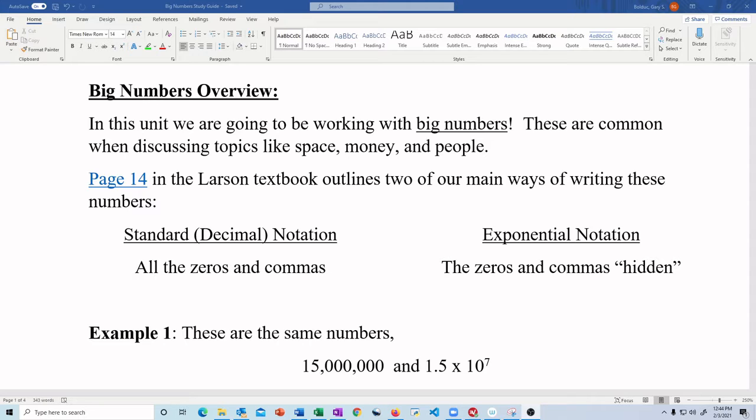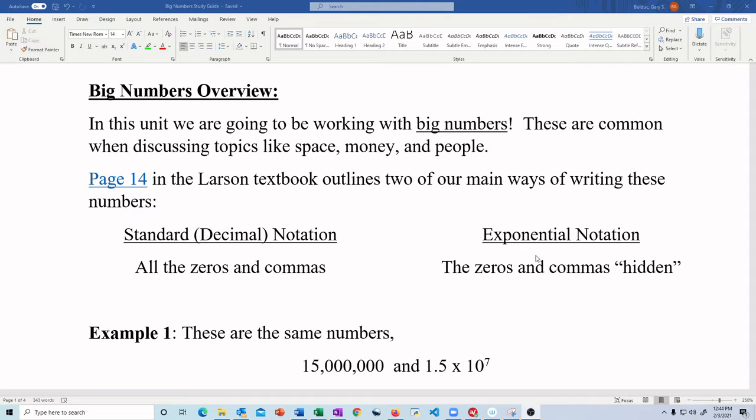So definitely go check out the Larson textbook. I've linked it here, but it's also in your reading. They go through some examples, talk a little bit about the two notations, standard or decimal notation, which you'll see includes, with our big numbers, all the zeros and commas. Then there's also this exponential notation. Sometimes you'll hear that called scientific notation.